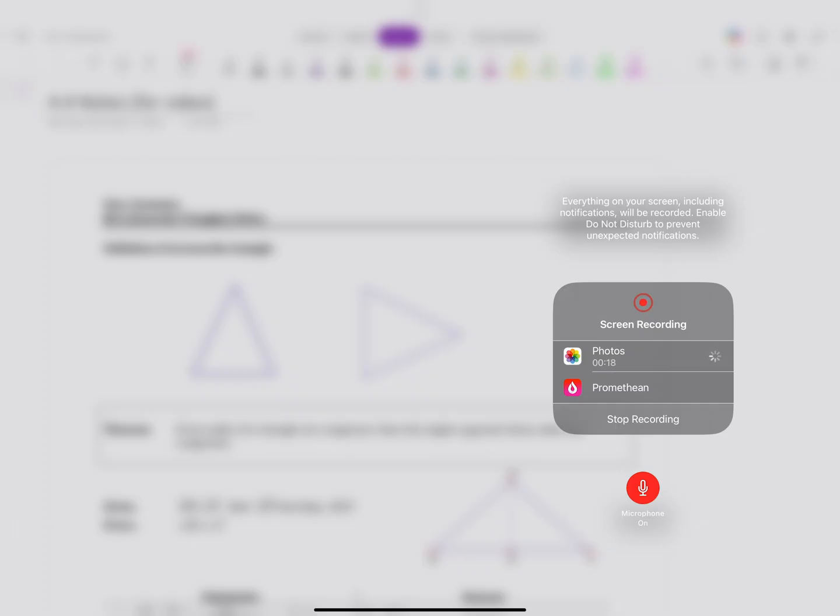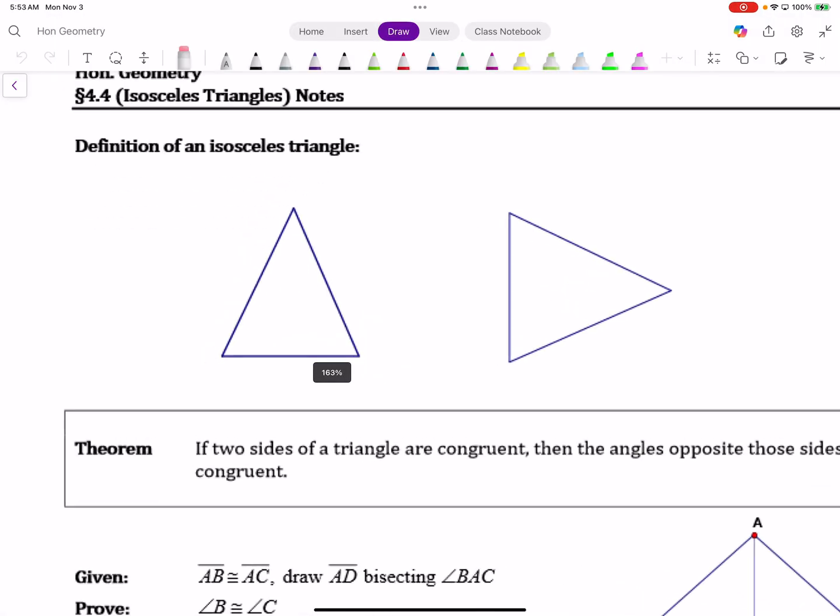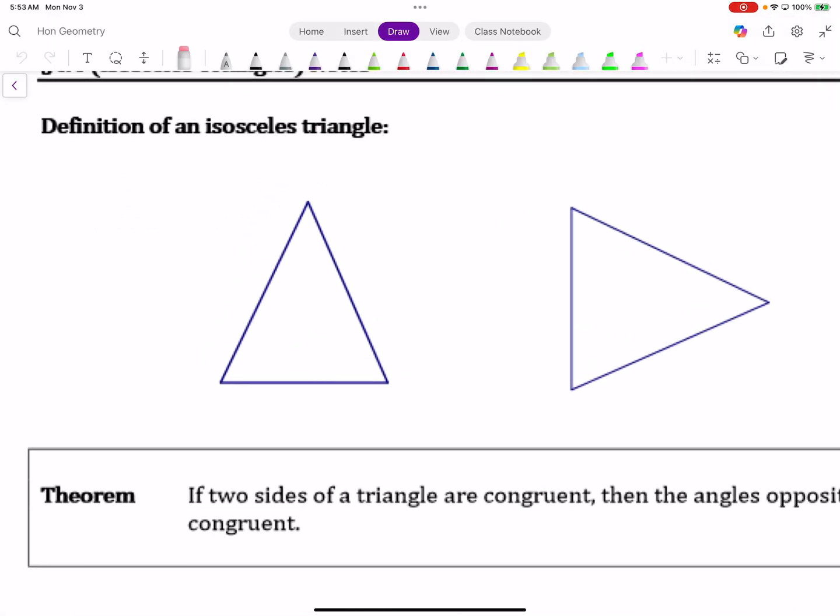All right. So we're going to take notes on 4-4 today. You'll like this. Well, I think you like every section. The definition of an isosceles triangle is a triangle with at least two congruent sides. So that or that is absolutely fine. If it's equilateral, that's at least two. So I'm going to erase this.